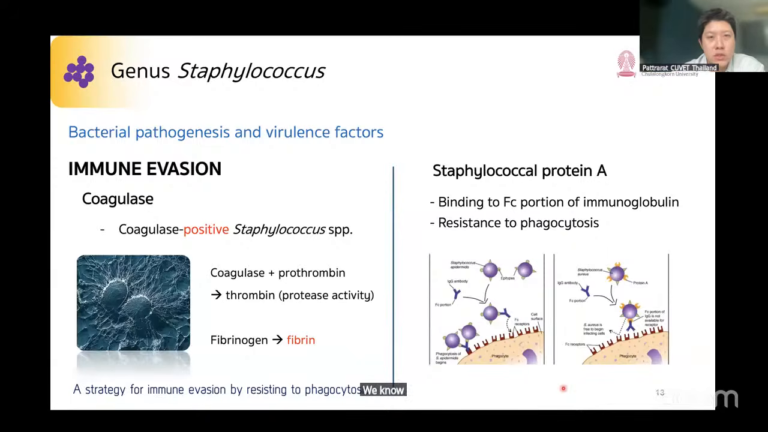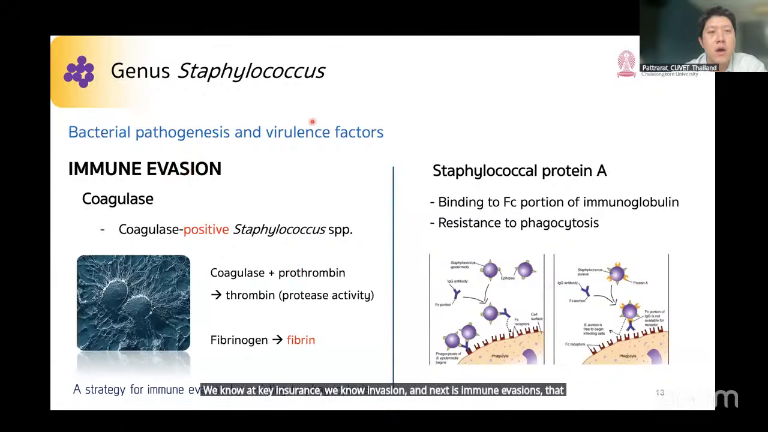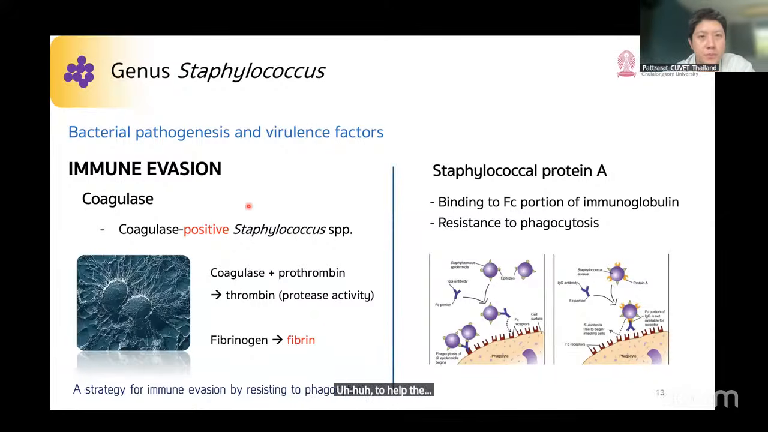We know adhesions, we know invasion, and next is immune evasion, the virulence factors that help Staphylococcus evade the immune response. For the pathogenic species, coagulase positive Staphylococcus produce the coagulase enzyme. What is the function of coagulase enzyme?